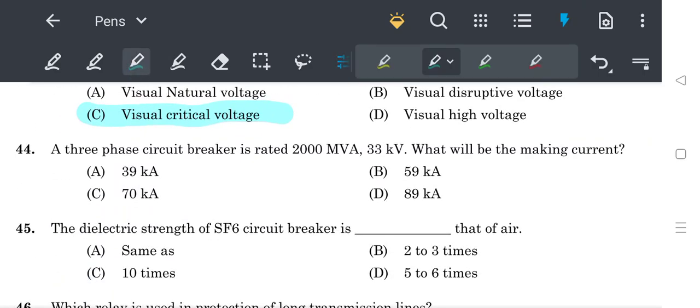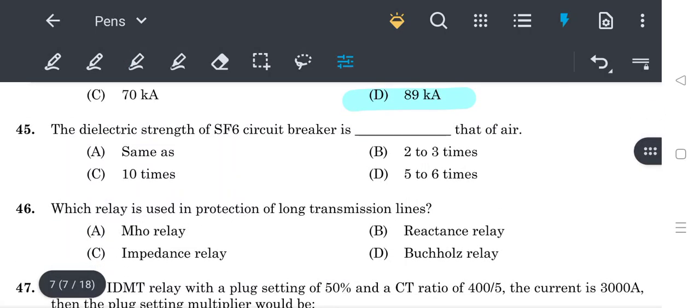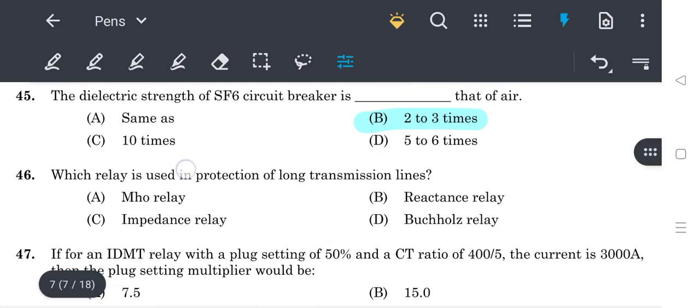Next one, a 3-phase circuit breaker is rated 200 MVA 33 kV. What will be the making current? Answer, option D, 89 kA. The dielectric strength of SF6 circuit breaker is that of dash air. Answer, 2 to 3 times.